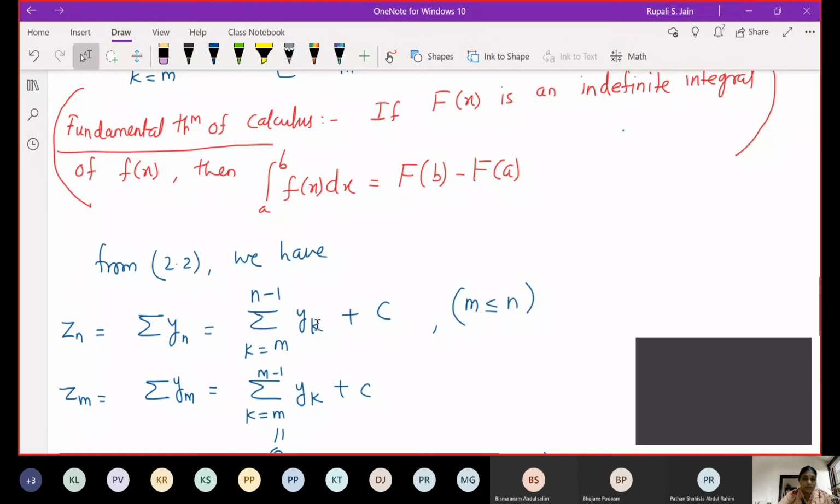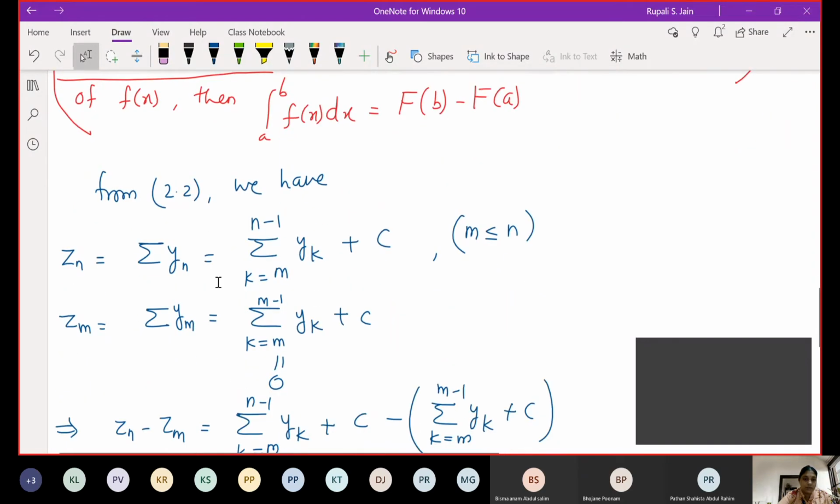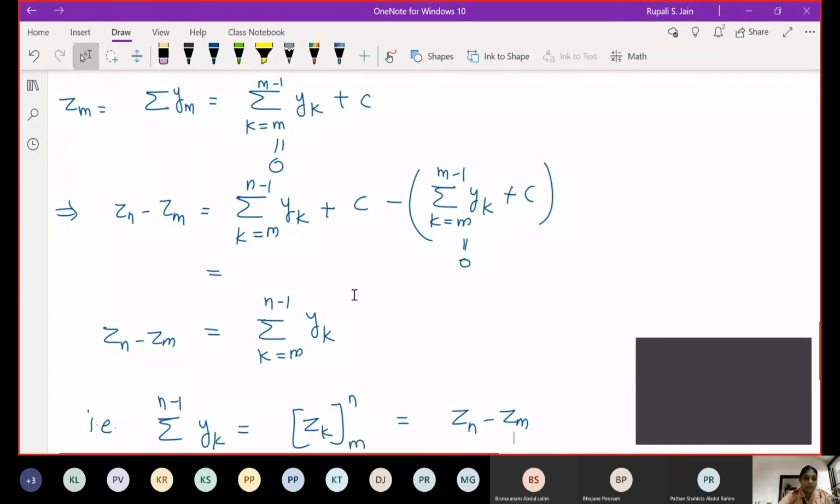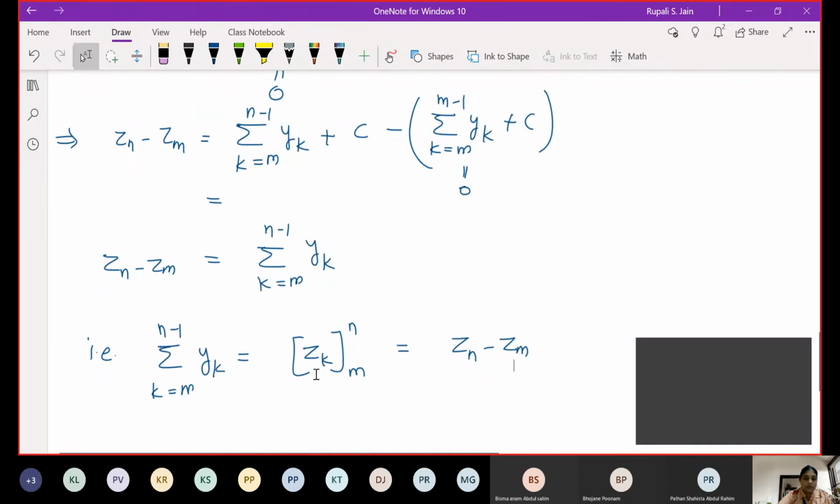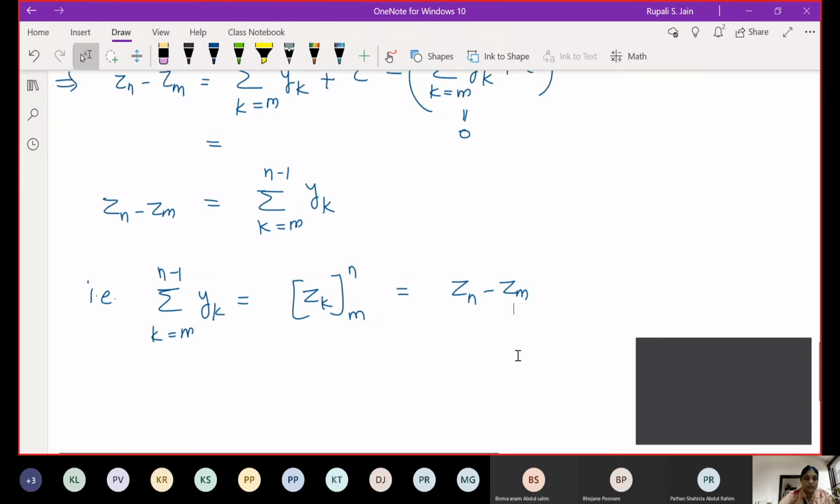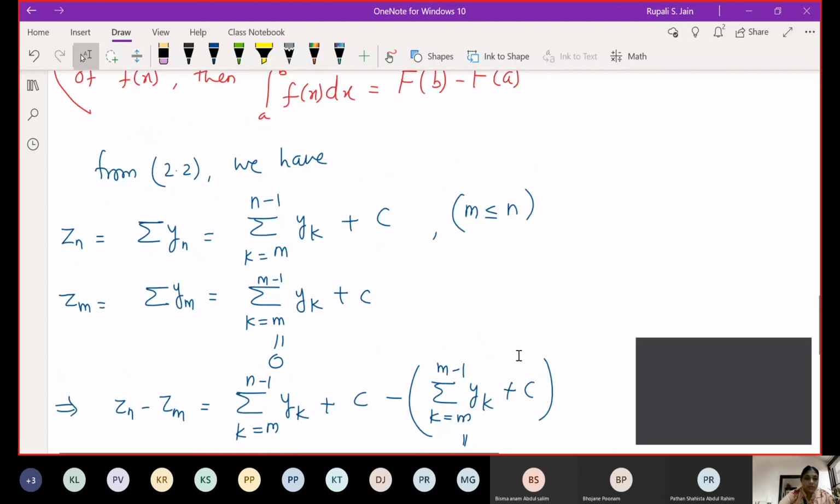From 2.2 we have this z_n. So I can write z_n is equal to this, but this will become 0 because the lower limit is strictly greater than the upper limit. So z_n minus z_m will be this, and since this is 0, I will get only this term. C and C will get cancelled, or arbitrary constant. So I get this. Is that okay? Yes, ma'am.